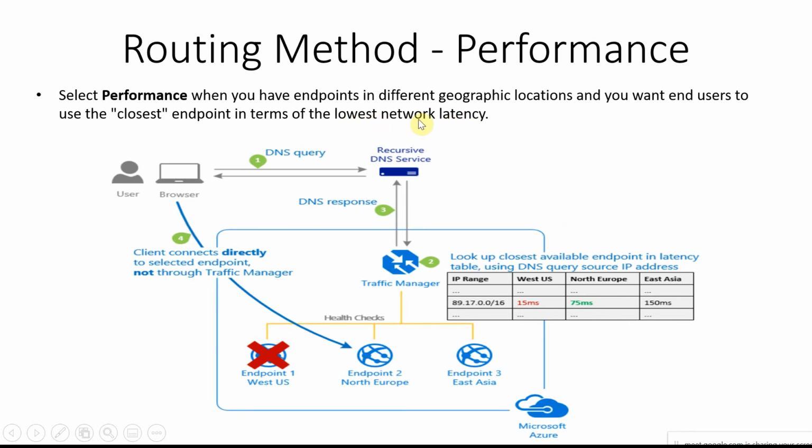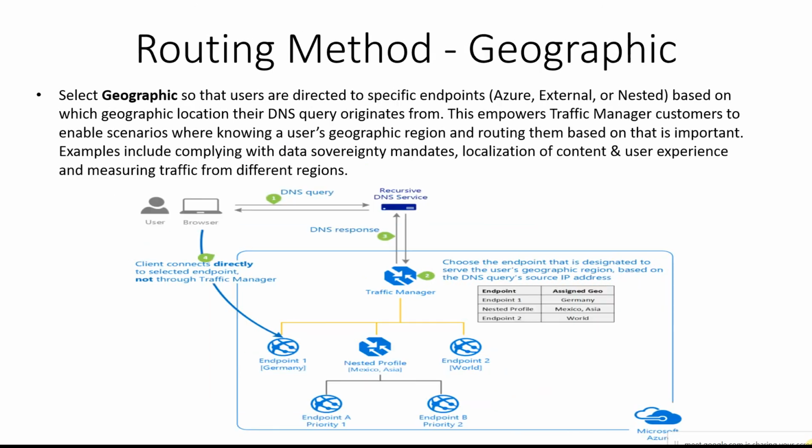The lowest network latency, whichever is that, it will route the traffic to that. For example, this West US, North Europe, East Asia. So if you see here, 15 milliseconds, North Europe is 75 milliseconds, and so it will obviously take the least one. Wherever least milliseconds is there, that will be considered as a final return. It will consider the latency as the input for giving the result.